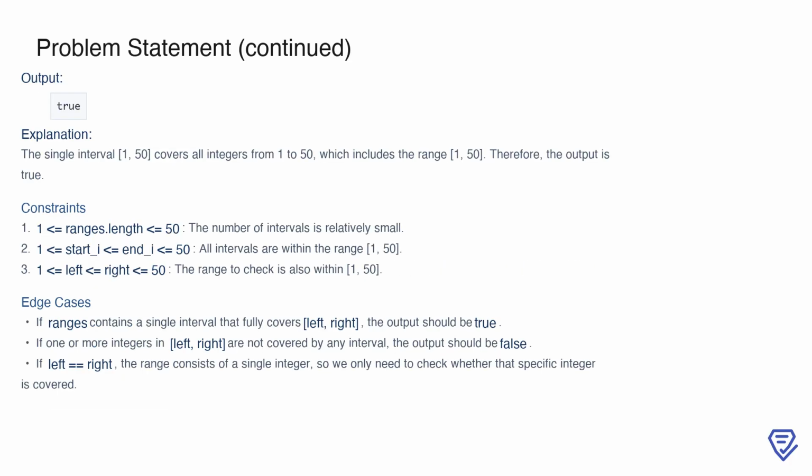In another example, we are given a single interval 1, 50, and a range to check of left, right, equals 1, 50. Here, the interval spans all integers from 1 to 50, which perfectly matches the range we need to verify. Since the entire range, 1, 50, is fully covered by the interval 1, 50, the output is true. This illustrates that if a single interval fully encompasses the range, the solution is straightforward.